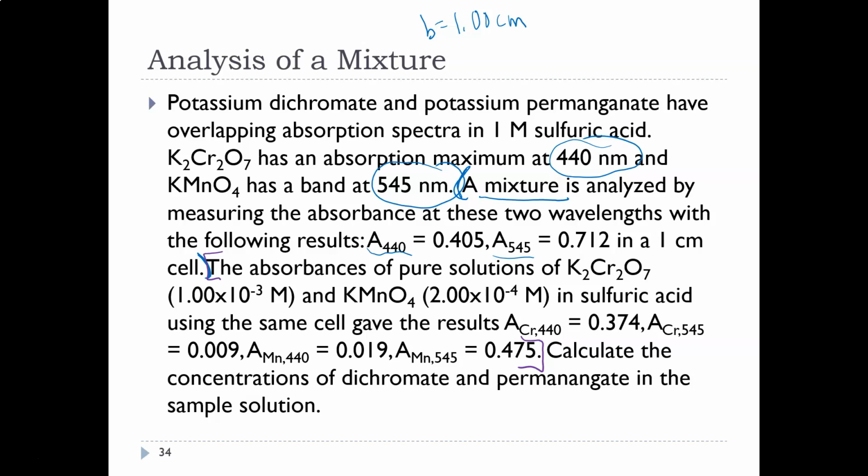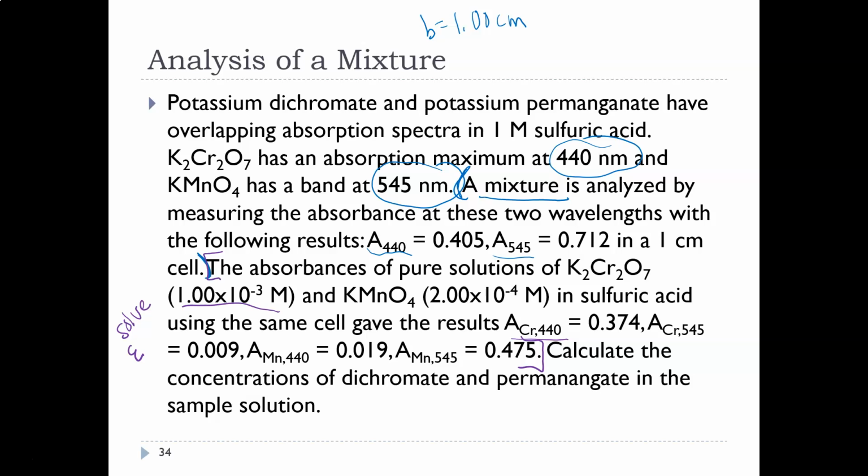So what's going to happen is the second sentence that I put the purple around, we were given a molarity and we were given absorbances, so we're going to have to use those to solve for the extinction coefficients at each of these 4 scenarios. So again, when we have a mixture, we're going to measure the absorbance at 2 wavelengths. And so what they did here was they measured the absorbance of the potassium dichromate solution at 440 and at 545. And then they measured the absorbance of the permanganate solution at 440 and at 545.